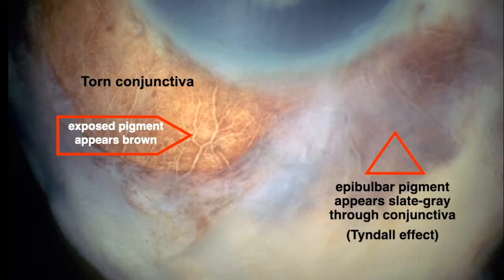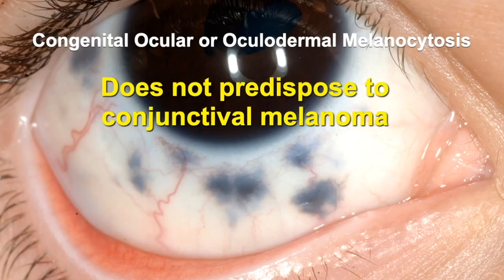The deeply situated pigment does not move with the conjunctiva and appears blue or slate gray due to the Tyndall effect, as light passes through the overlying substantia propria and epithelium. In the left part of this photo, the epibulbar pigment appears brown where it is exposed by a rip in the conjunctiva. Seen through intact conjunctiva at right, the pigment has a characteristic slate gray appearance. Nevus of Ota does not predispose to conjunctival melanoma.